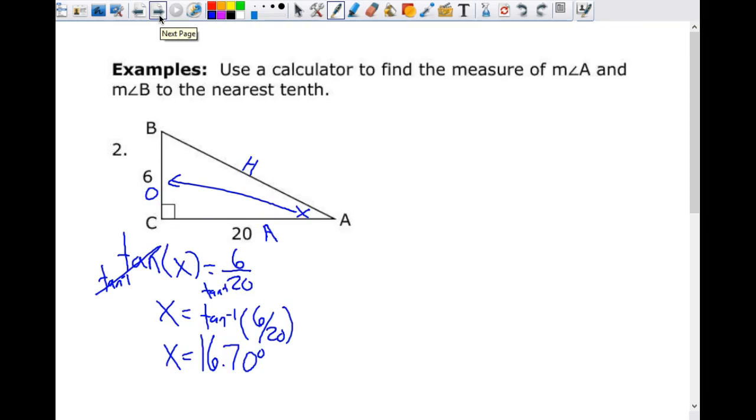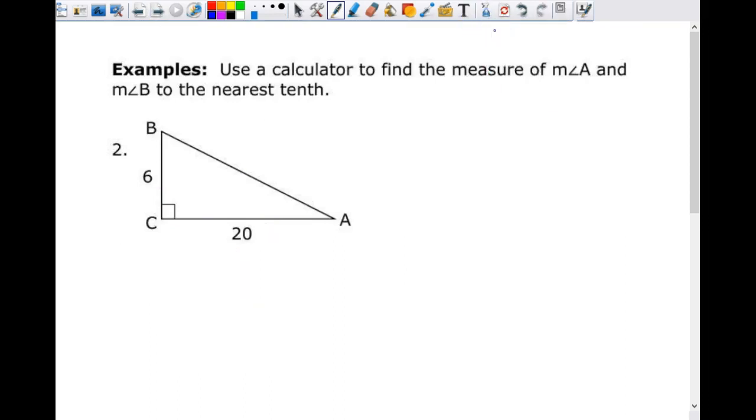All right. So the instructions explicitly tell us to find the measurement of A and B, but for right now on this page, I'm only going to find the measurement of A. So we have X here, we have A. That's what we're trying to find. We're trying to figure out what angle this is.